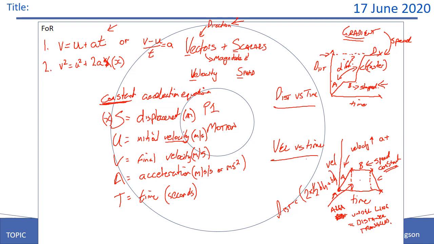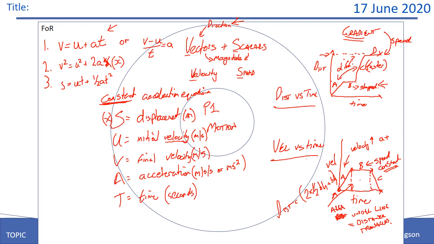Alright, the third suvat equation isn't actually in your spec, but we sometimes use it because it's a good learning environment. It's actually a really good one to do practicals with, and it's s equals ut plus half at squared. You'll notice that time's in there twice. It's a quadratic equation. We spend loads of time on this in A level. Whilst you don't need to know how it's formed in GCSE, it is straightforward. Drop in numbers and you'll get a distance something travels in a given time.